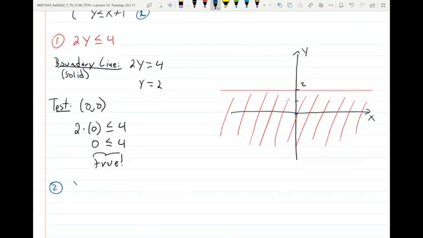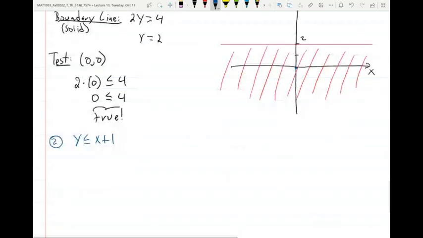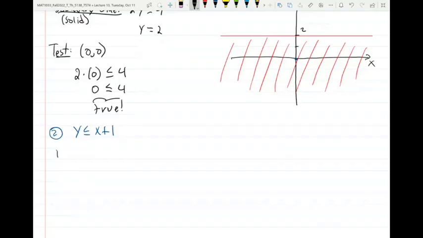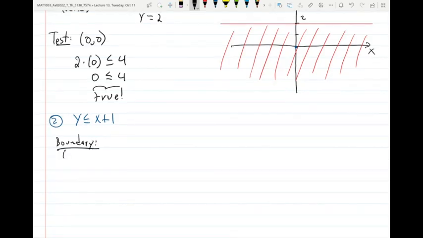Okay, so number 2 is y less than or equal to x plus 1. So let's repeat. Step number 1, boundary line. So the boundary, is it solid or dashed? It's a solid line. Does everybody understand how to decide whether it's solid or dashed? Okay, so the boundary line is y equals x plus 1.